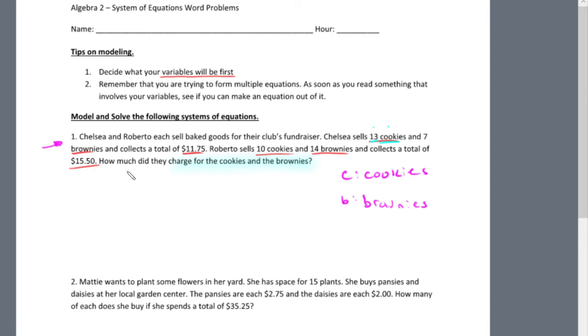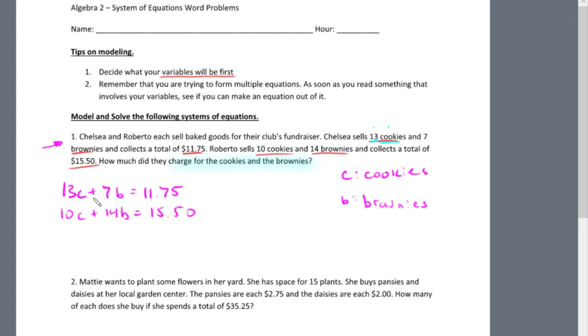So now that we know C is for cookies and B is for brownies, we want to model this. 13 cookies and 7 brownies, and "and" is typically a plus sign, collects a total of $11.75. Okay, there is one of our equations. The next equation: 10 cookies, 14 brownies, total of $15.50. And now we solve this system of equations.